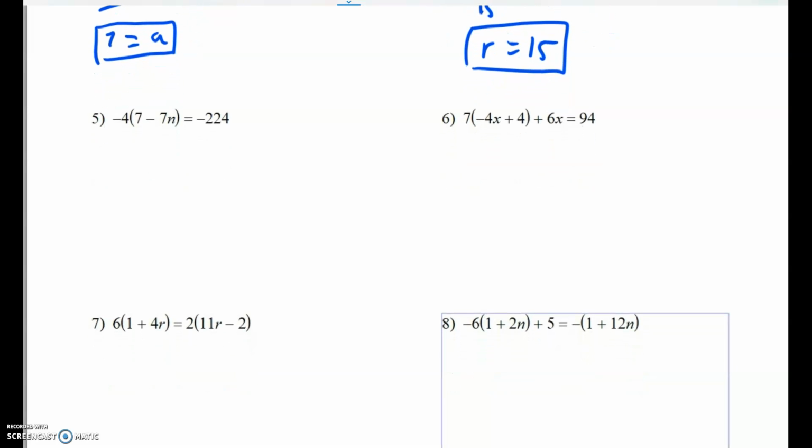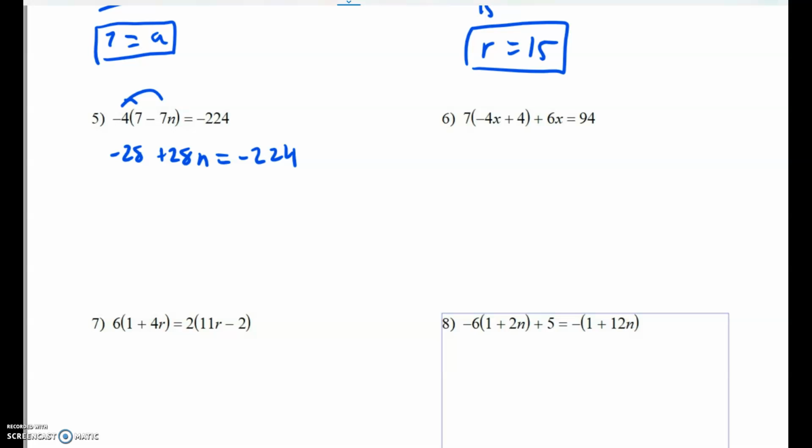All right, questions 5 and 6 are multi-step. You'll notice that the variables are on the same side here. In question number 5, whenever we see parentheses, the first thing to do is go ahead and distribute. You could divide, but I think most of us prefer to distribute. Negative 4 times 7 is negative 28. Negative 4 times negative 7 is positive 28. We still have equals negative 224.